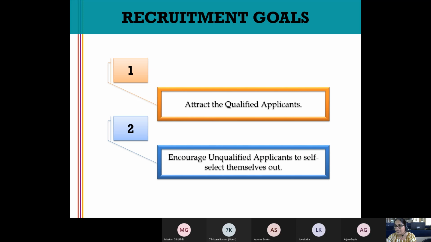We do not want any general person to come to us. We want specific people for the post only, and that's why sourcing is very important. The second recruitment goal is to encourage unqualified applicants to self-select themselves out. And that's why it becomes very clear to note where such qualified applicants would be existing.